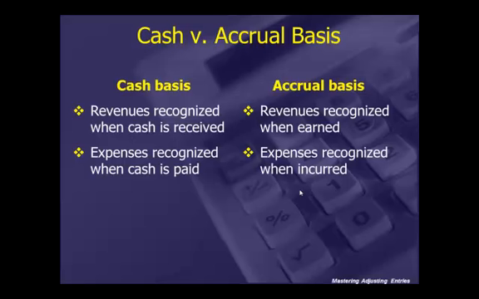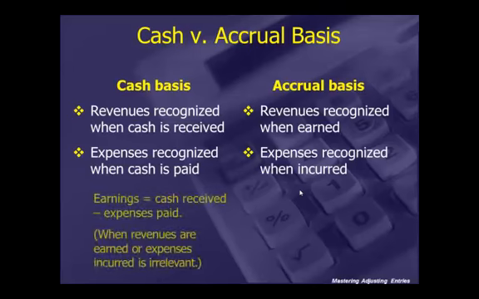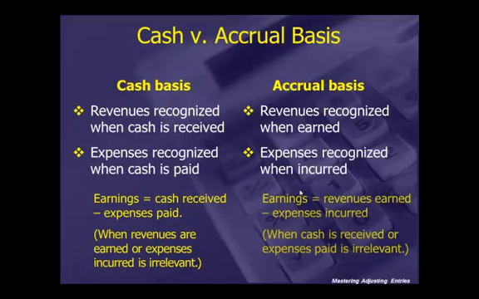Now, recapping. Cash basis recognizes revenues and expenses when cash is either received or paid. Accrual basis, revenues are recognized when earned, expenses are recognized when incurred. Therefore, looking at cash basis, the earnings are going to show up as you take the cash that you've received and subtract your expenses that you paid. An accrual will be the revenues earned less expenses incurred. Cash is irrelevant.